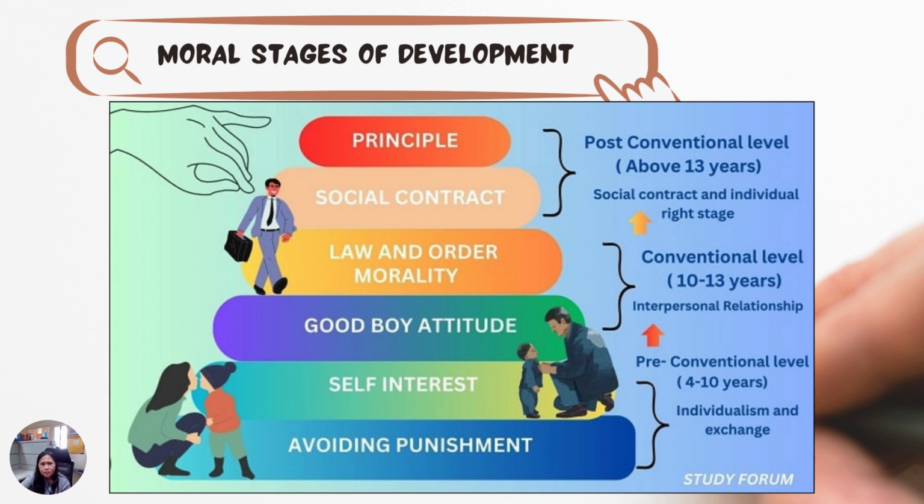Example here, we have historical figures like Mother Teresa, Nelson Mandela. They exemplify the stage. They acted out moral principles that transcend laws or social norms, which is guided with a deep sense of justice and compassion.